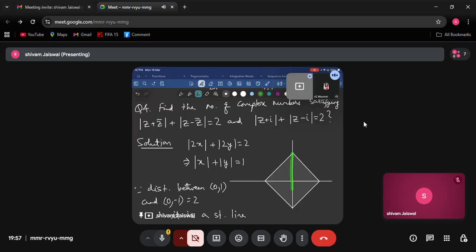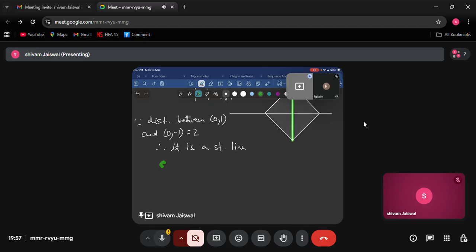So what is the number of intersection points? At how many points does this square and the straight line intersect? Tell me. At how many points? 2 points. Okay, so the number of complex numbers will be equal to 2. See, this kind of question can come in exam. Everyone, do follow it properly.